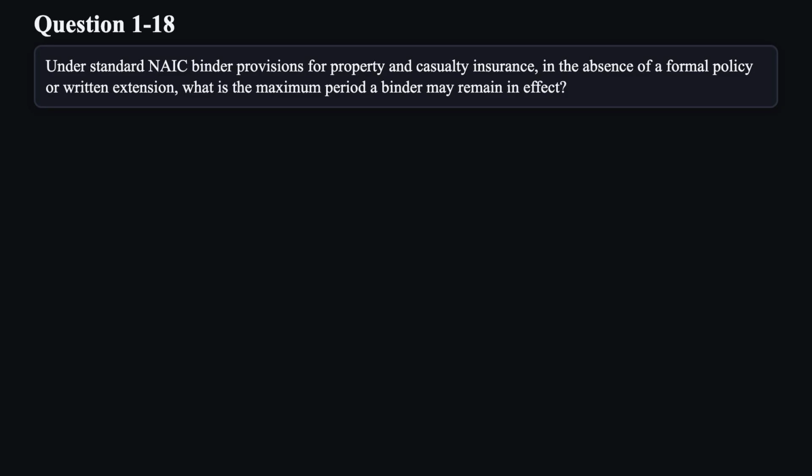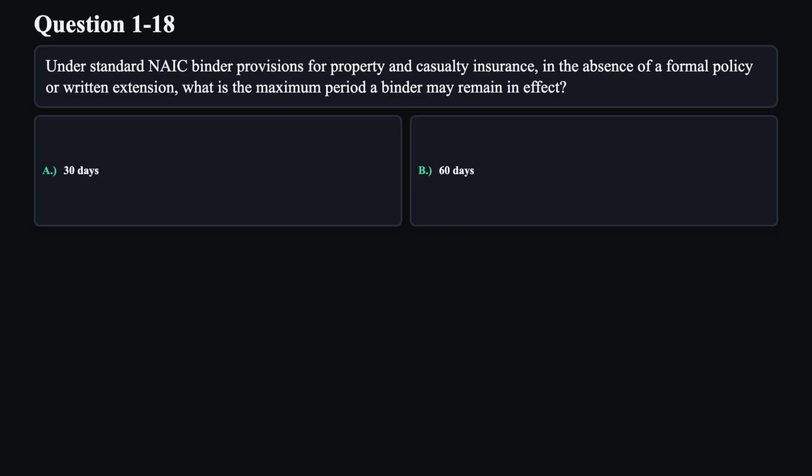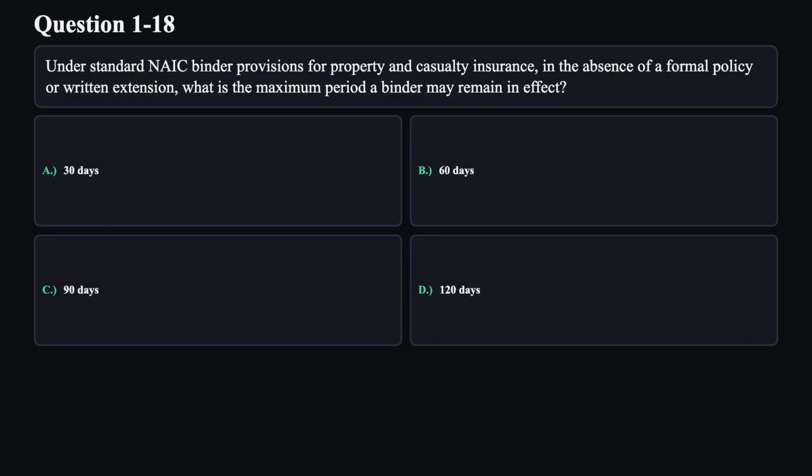Question 18. Under standard NAIC binder provisions for property and casualty insurance, in the absence of a formal policy or written extension, what is the maximum period a binder may remain in effect? A. 30 days. B. 60 days. C. 90 days. D. 120 days.